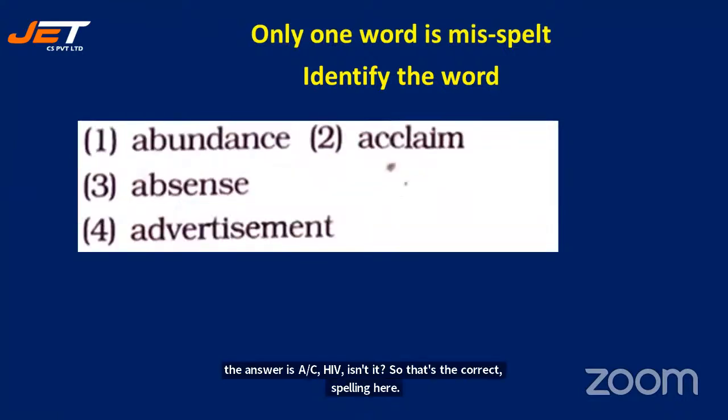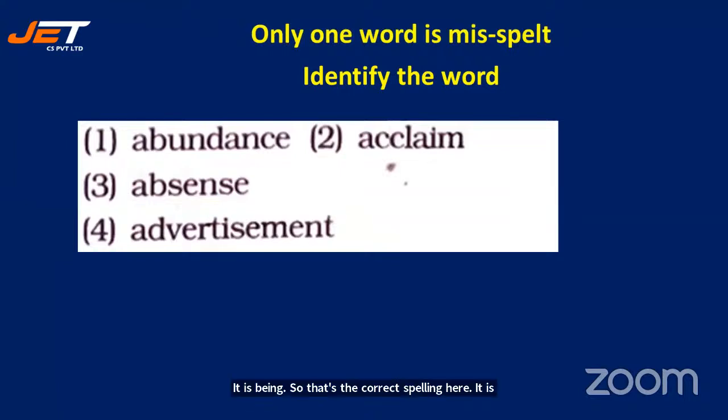See the last one. So only one word is misspelled. So only one word has a wrong spelling. Which one is that? Abundance, acclaim, absence, advertisement. All right. So this is a little confusing. So think and then give me your answer. Let's see how many are going to give me the right answer.